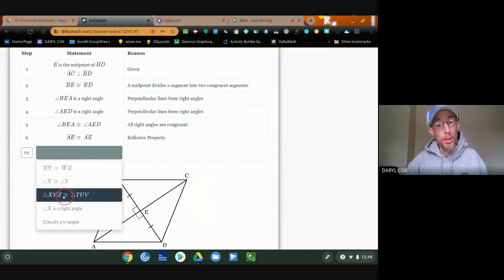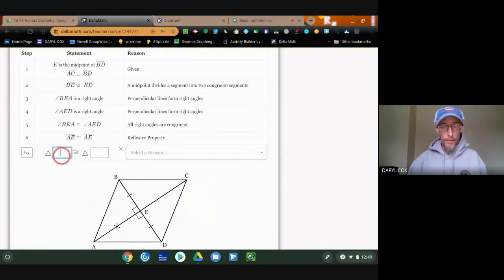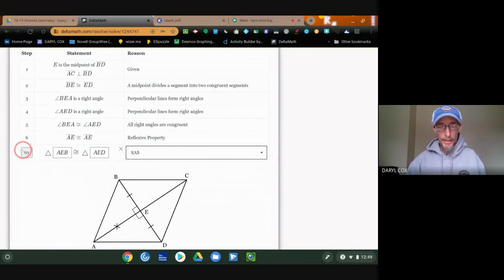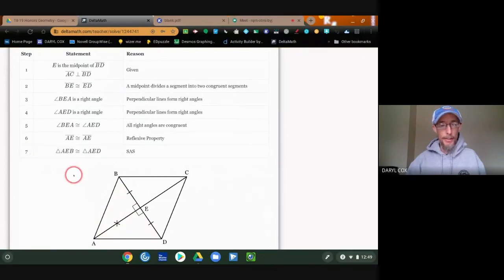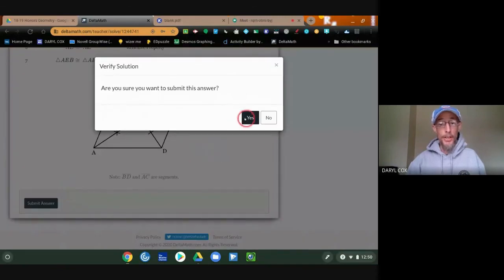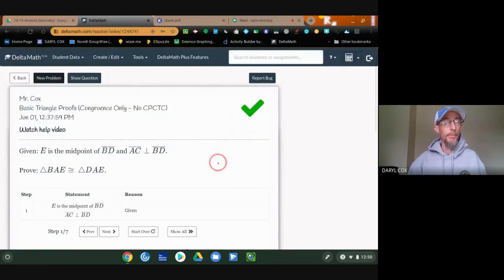Now I can say my triangles are congruent. So triangle AEB and AED. Notice how it marked that other side. It marked it with an X. That's a good way to show congruent: you mark the same thing twice. That's a neat little way. I may start using that. And my reason here, we said it was side angle side. Try it. They like it. Everything looks good, and now I submit my answer. Are you sure? Yes, I am. And there we go. Okay.